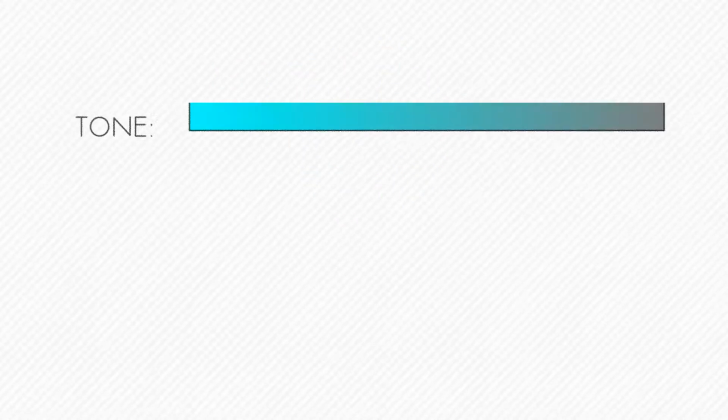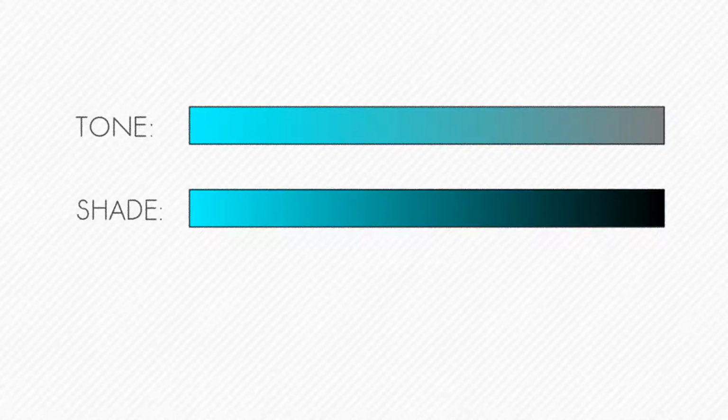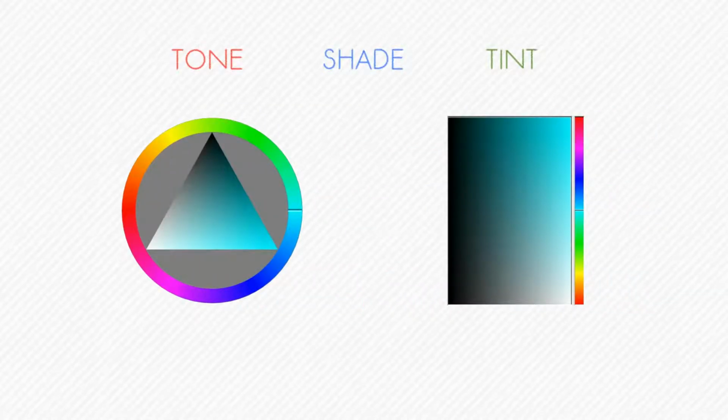Other words we can use to describe a colour are tone, which is where the value is constant but the saturation is changed; shade, where the value and saturation decrease; and tint, where the value increases and the saturation decreases. Here are two standard colour pickers and how those words translate into practical use.